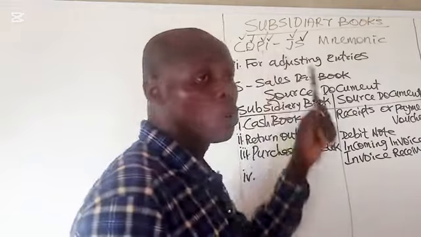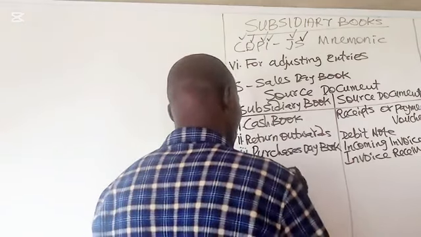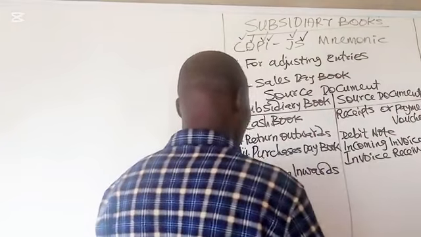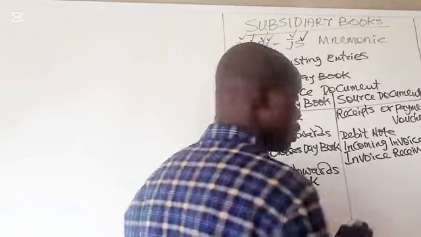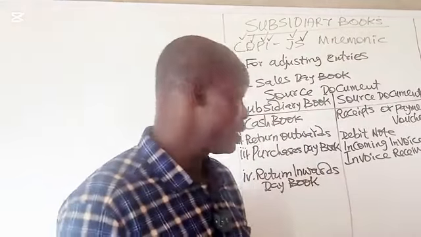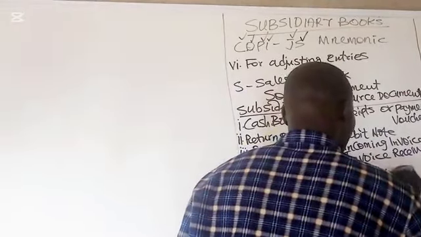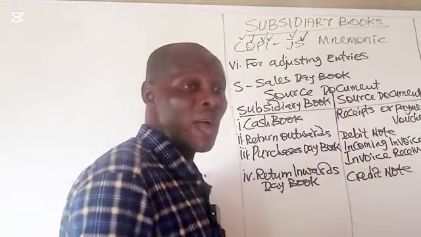Then return inwards daybook. The source document of return inwards daybook is credit note. Number five, we have journal proper.